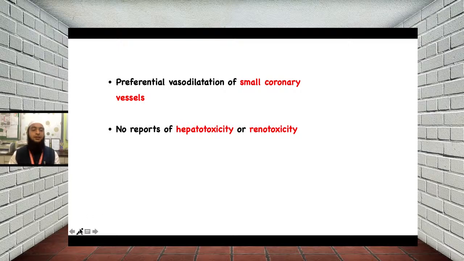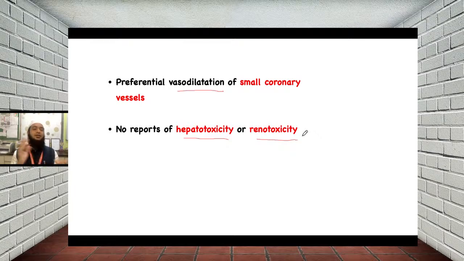Okay, now let's move on to the other parts of isoflurane. What is its effect on other systems? On the small coronary vessels, it preferentially produces vasodilation. So on coronary blood vessels it produces vasodilation, and there are no reports of hepatotoxicity and renotoxicity. So looking at the properties of isoflurane, you can say it is one of the ideal general anesthetic drugs, because one of the important properties for an anesthetic is that it should not affect major organs like the liver, kidney and the heart.